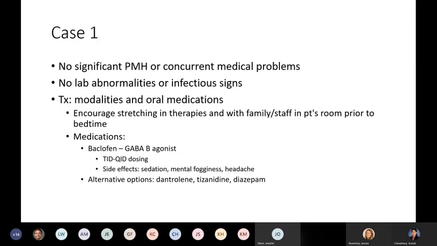Alternative medication options, just to generate a little bit more of a list: dantrolene, tizanidine, and diazepam would also be things that you might consider for spasticity management. And we'll end up discussing those in a little while further.